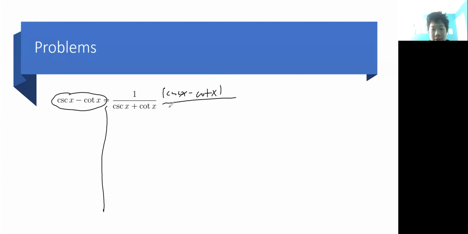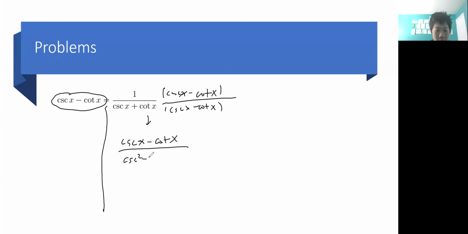So we're only altering one side of the equation. So now we've got cosecant minus cotangent over, well, this is the difference of squares. Cosecant squared minus cotangent squared. Pythagorean identity shows that this is just 1, so it goes away. And we can see that this does match that. Okay. So another strategy you could use is just to multiply top and bottom by something.